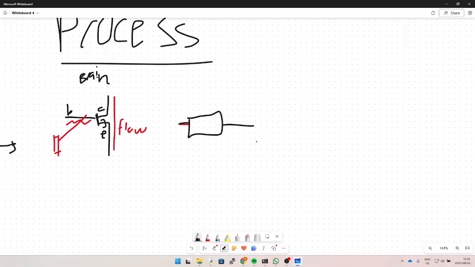Then you get a resistor. The resistor limits current in the flow in the circuit. I don't think I need to explain the resistor.